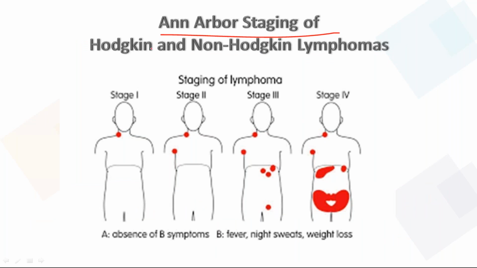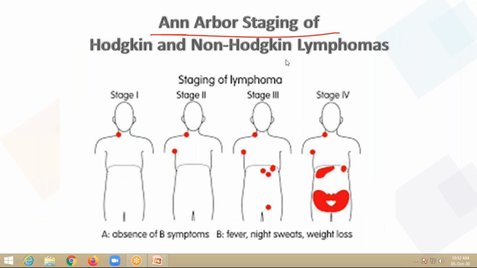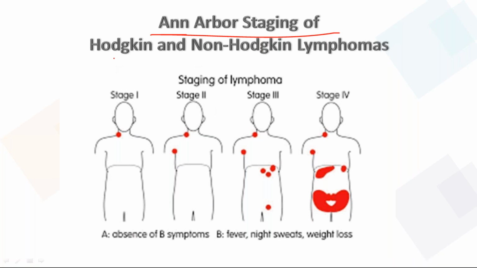This is the older one actually, comparatively this is 2000 or something, but it is a very familiar one. Characteristically there are not many differences, only subtle differences. That's why we can use this. Just be aware of the Ann Arbor classification. This is common for both Hodgkin and non-Hodgkin's.